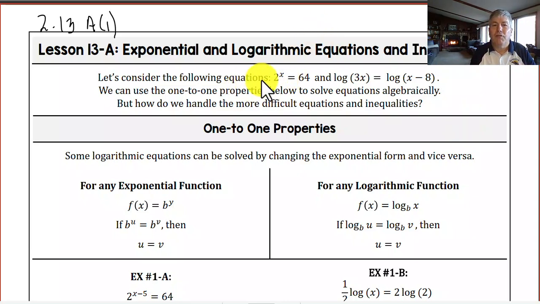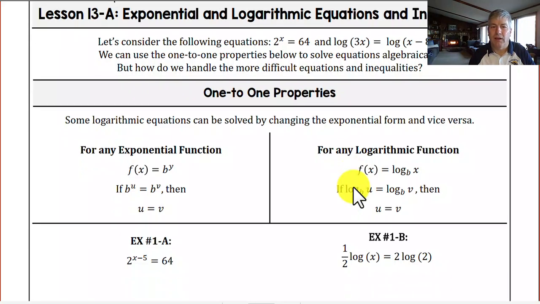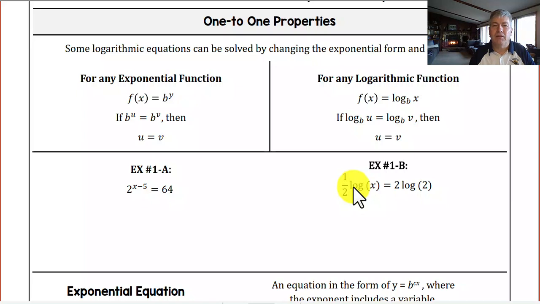So let's consider the following equations. We have 2 to the x equals 64 and log of 3x equals log of x minus 8. We can use the one-to-one properties below to solve equations algebraically. But how do we handle the more difficult equations and inequalities? Well, here's an example of the one-to-one properties.